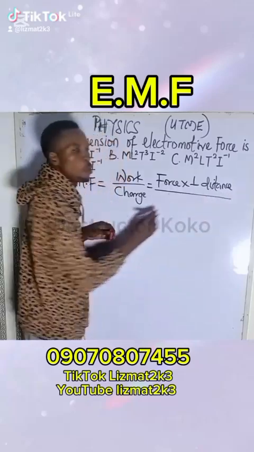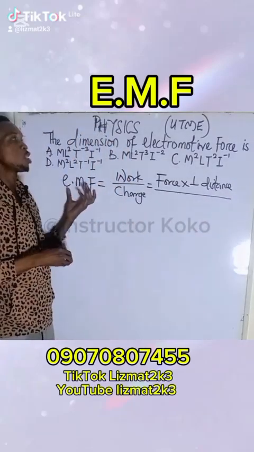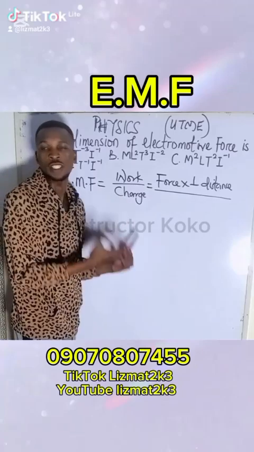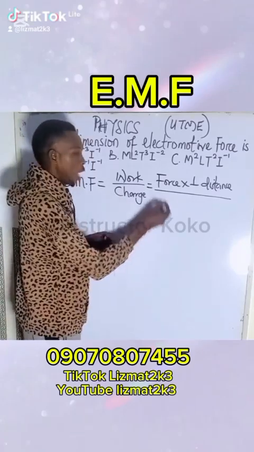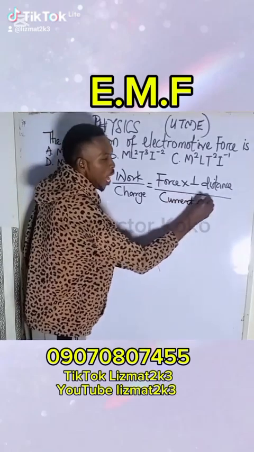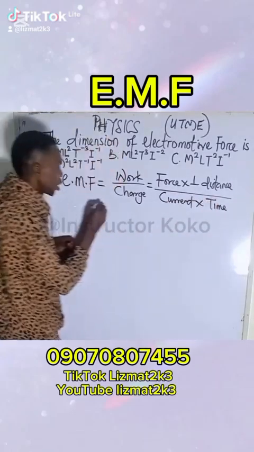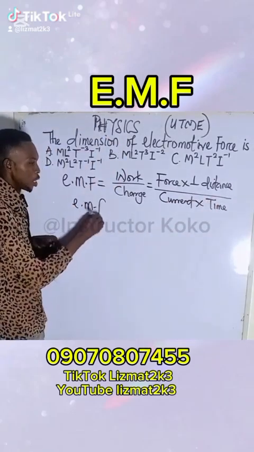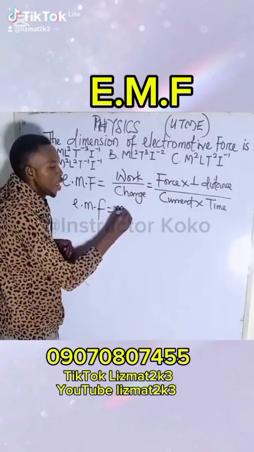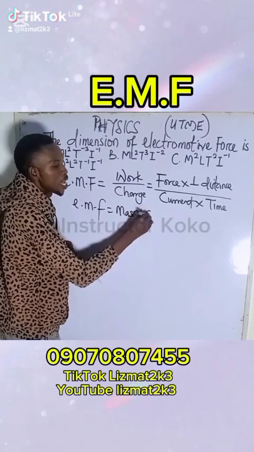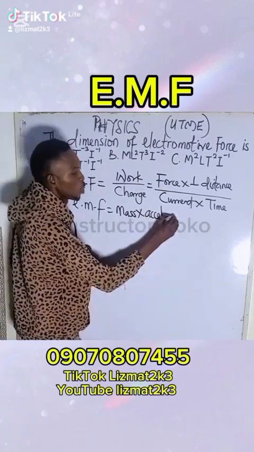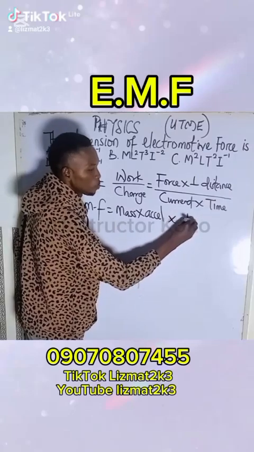If you don't know the formula for the physical quantity you want to find the dimension of, you can't find the dimension. What about charge? What is the definition for charge? By formula, charge is equal to current multiplied by time. Okay, so I will further simplify. What is force? Force is mass multiplied by acceleration. I will use this as my acceleration. Then I'll still multiply it by distance.